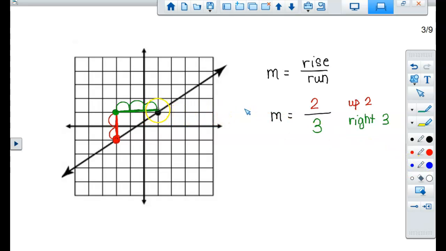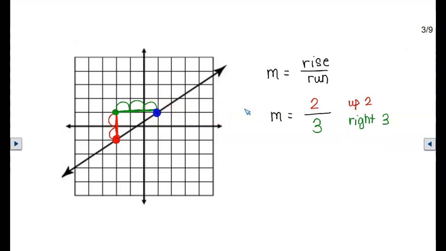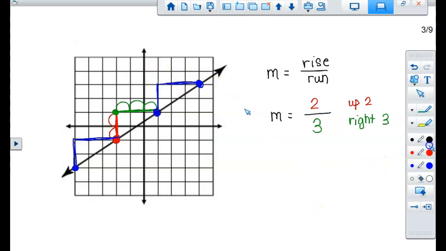So if you'll notice over here, if I start at this point, if I go up 2 and right 3, I land on the line. If I start at this point and I go up 2 and right 3, I land on the line. So notice it's like stair steps, up 2, right 3, up 2, right 3, up 2, right 3. So the line continues to move in that way.